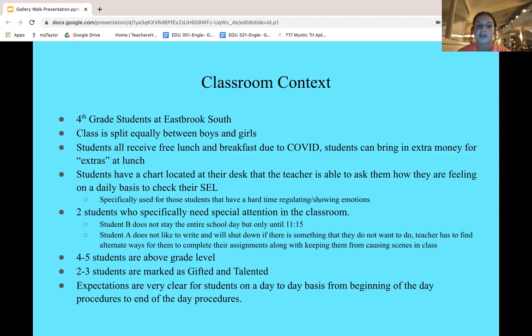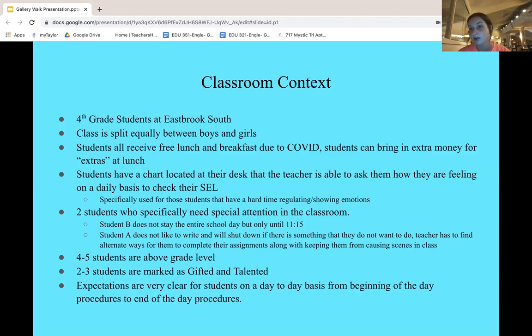With social emotional learning, students have a chart located at their desk that each morning the teacher goes through and has them point at the emoji that they're feeling, to get a feel of what to expect during that day. Two students who specifically need attention in the classroom were student A and student B.